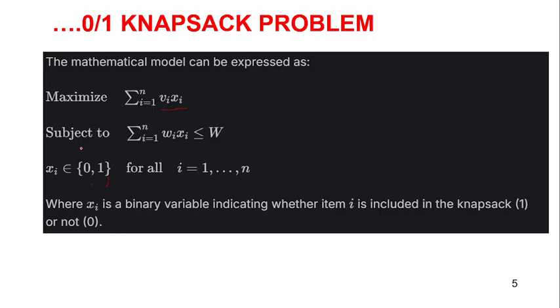And subject to the condition. What is the condition here? The knapsack capacity is W. The weights of the items you have selected should not exceed the capacity of the knapsack, that is W. So the sum of the weights of the items should be less than or equal to W. And xi is a binary variable. It is either 0 or 1. So here we have to maximize the values subject to this condition.